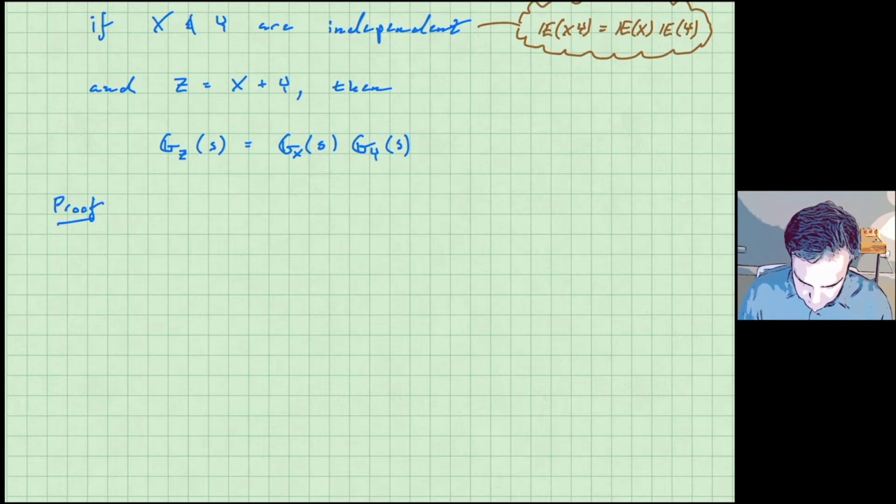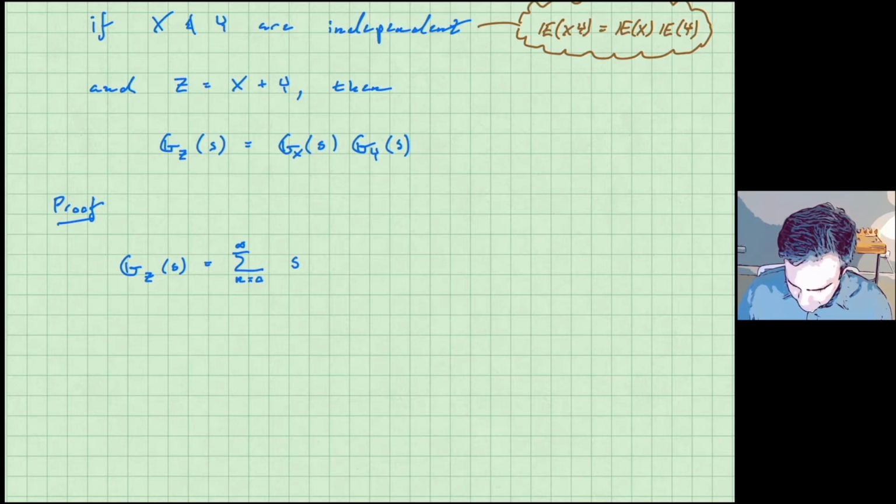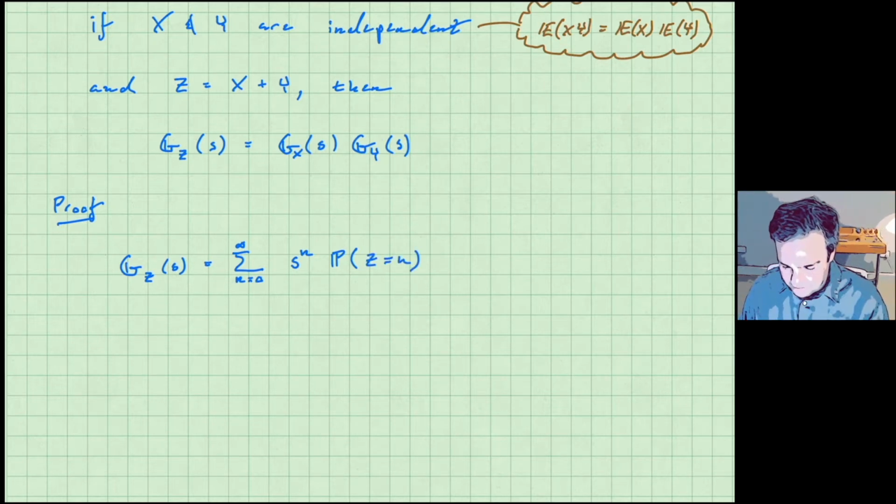So let's just write out the probability generating function, so write out the left-hand side of what we're trying to prove, and then put in the definition. So what is the probability generating function? Oh, geez, it was so long ago. So it's this sum, like this, of s to the n times the probability that Z is equal to n. So the probability mass function of Z times s to the n.